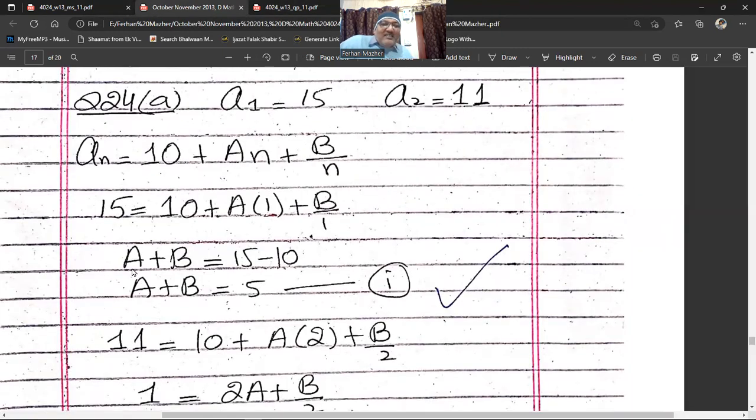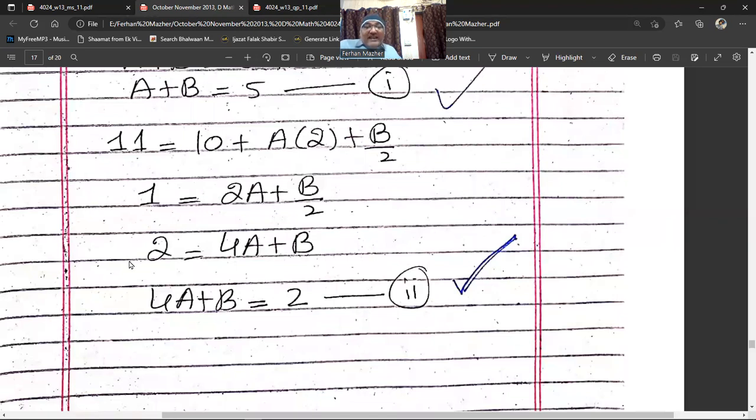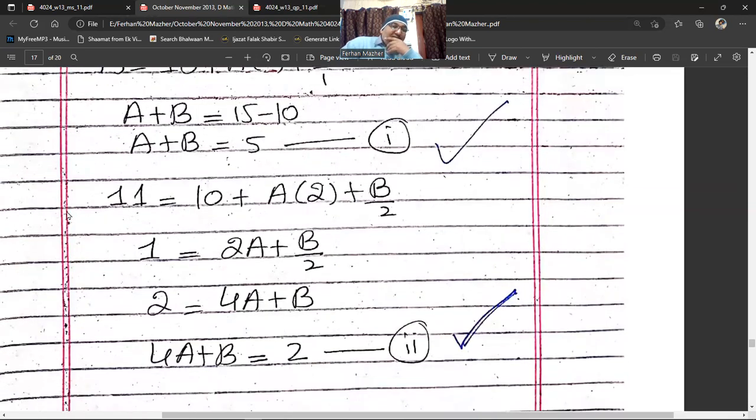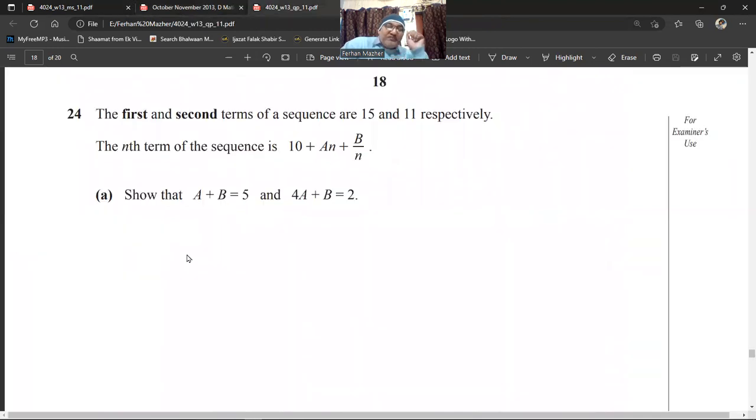Okay. Then for the second term of that sequence, in the place of n you will put 2. That term is 11. So 11 is equal to 10 plus a into 2 plus b by 2. So that will be 11 minus 10, that is 1, equals 2a plus b by 2. Multiply every term by 2. You get 2 equals 4a plus b. So 4a plus b is equal to 2, that is my second equation. These are the two equations which they ask us to show.